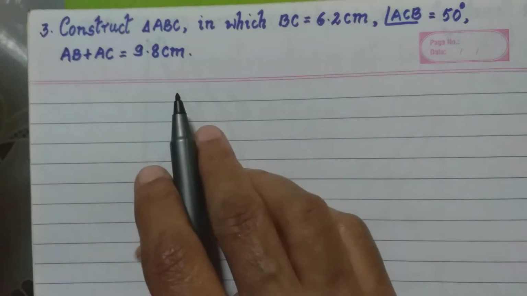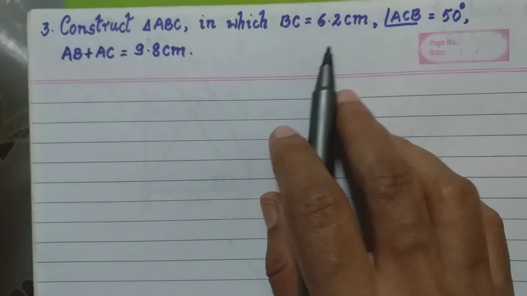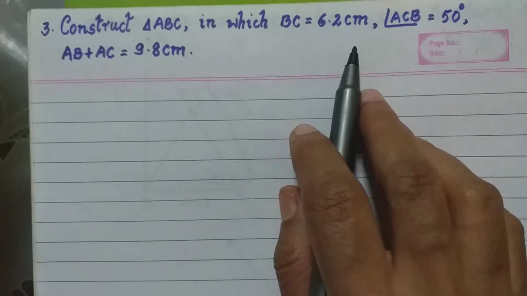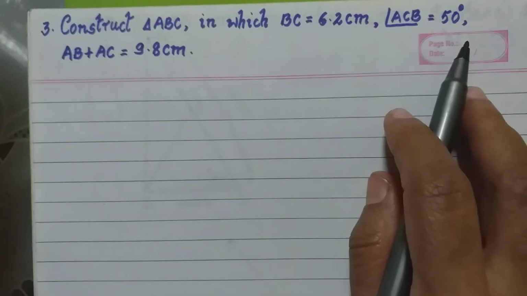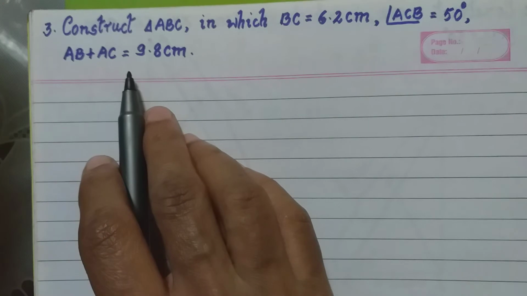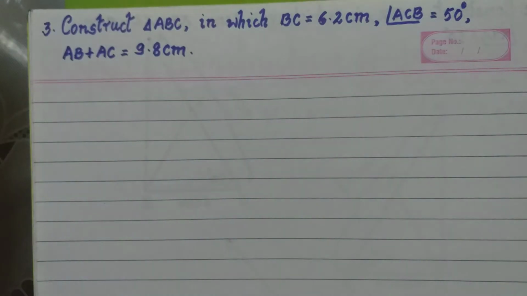We go to the third question. Construct triangle ABC in which BC is equal to 6.2 centimeter. Angle ACB is 50 degrees. AB plus AC equal to 9.8 centimeter.